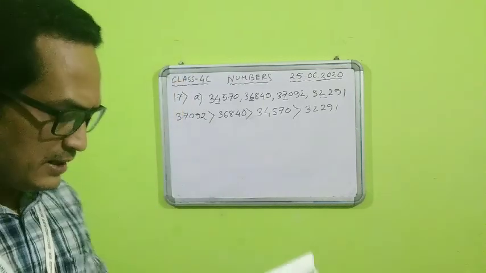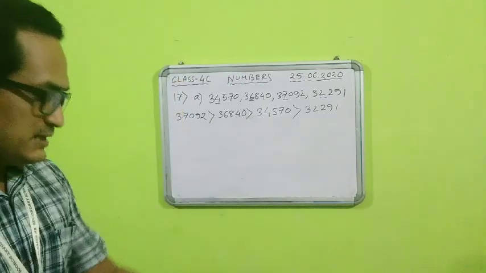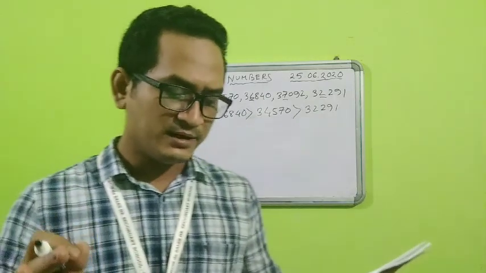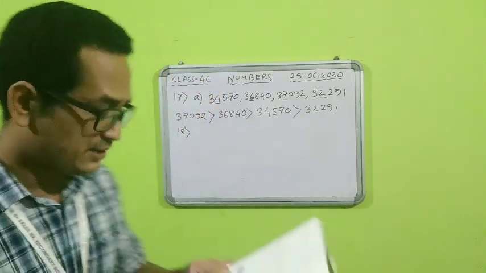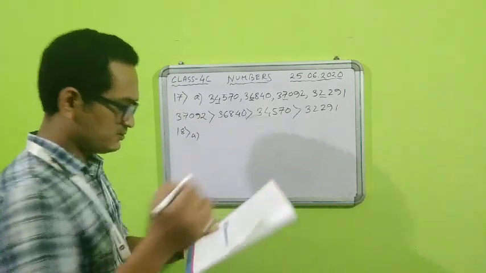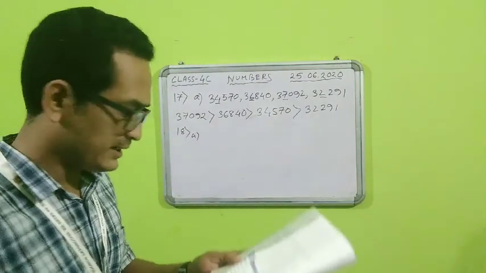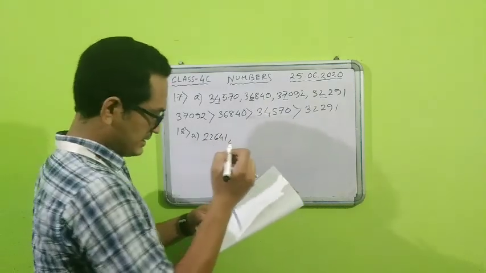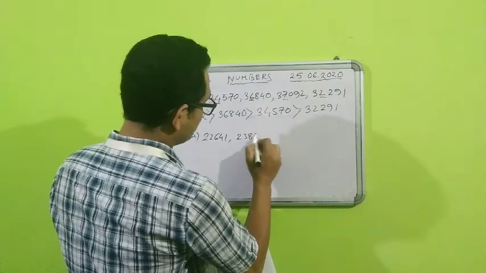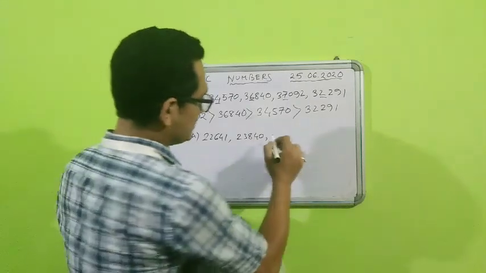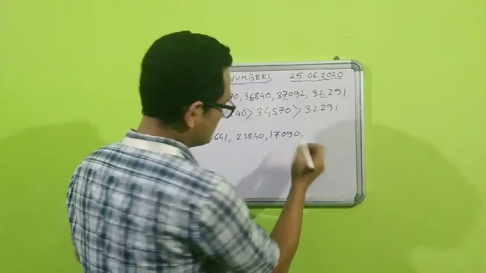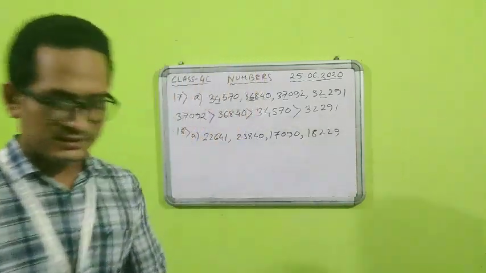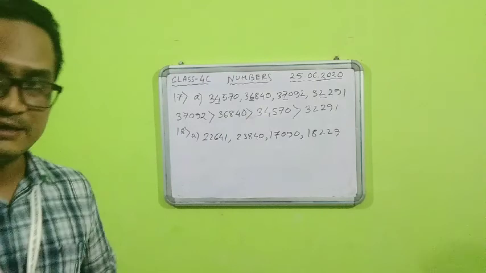Fine. Question number 18. Now the same type of question, but question number 18 is: arrange the given numbers in ascending order. Let us write down the numbers first. Number 18A I will do, B will be your home practice again. That is 22,641, then 23,840, then 17,090 and 18,229. So these are the numbers that we have to arrange in ascending order.